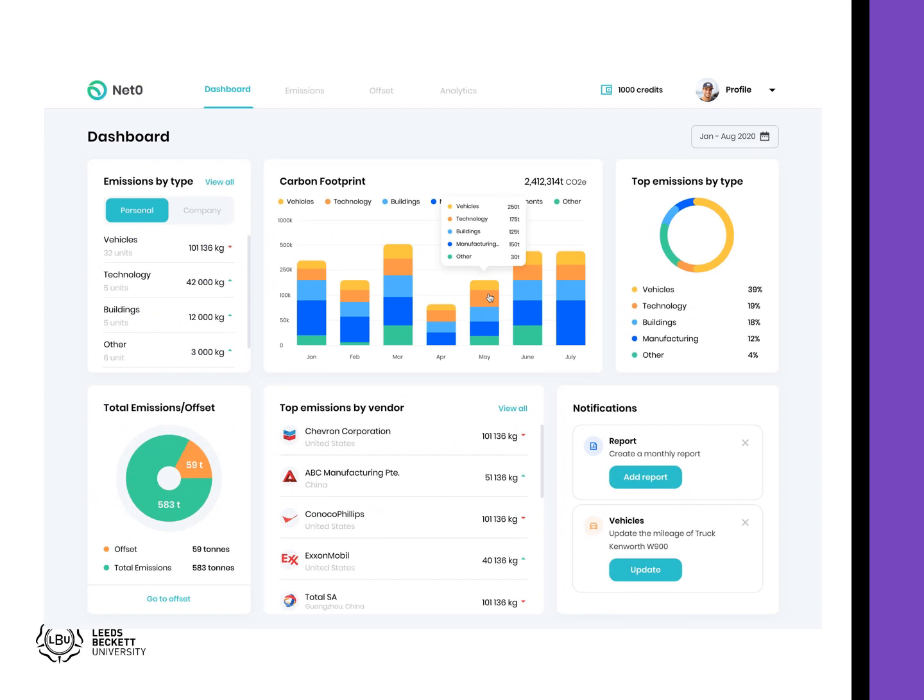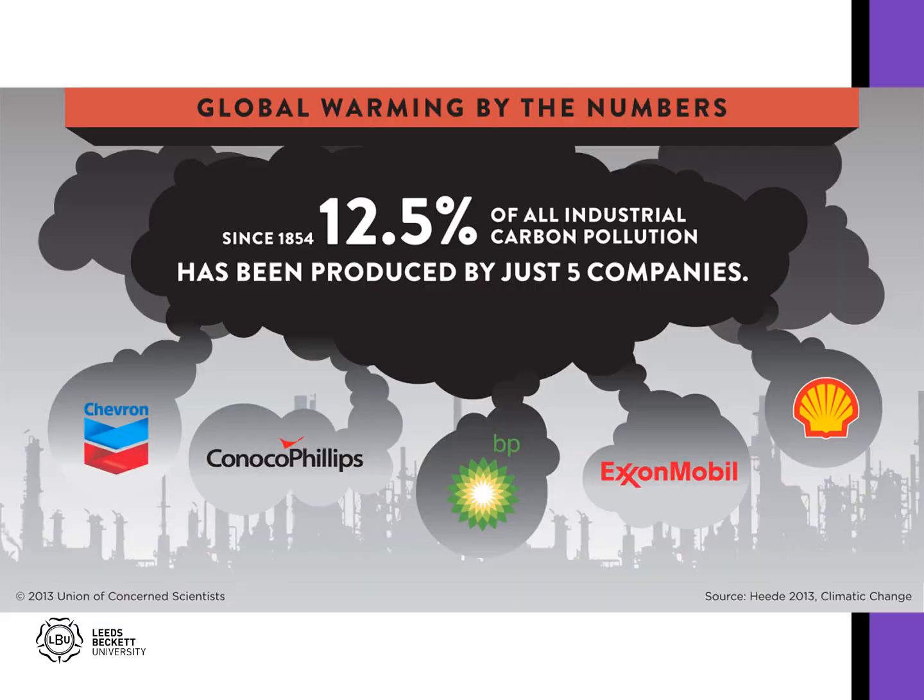There's quite a lot of software out there that allows you to generate carbon footprint data. So here's an example of one. Why are we doing this? Well, we know from global warming by the numbers that since 1854, 12.5% of all industrial carbon pollution has been produced by just 5 companies.